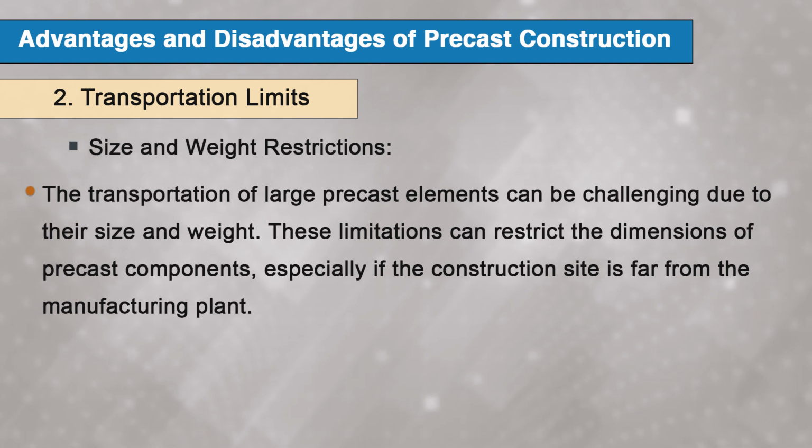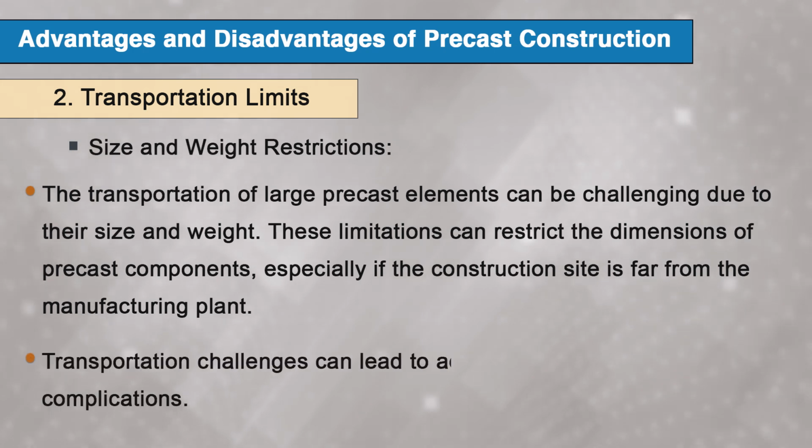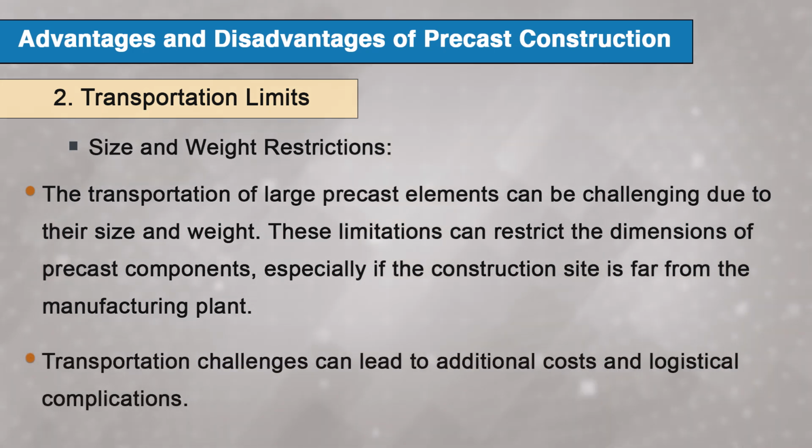The second disadvantage is the transportation limits due to size and weight restrictions. The transportation of large precast elements can be challenging due to their size and weight. These limitations can restrict the dimensions of precast components, especially when the construction site is far from the manufacturing plant. Transportation challenges can lead to additional costs and logistical complications. For example, oversized precast elements may require special permits, routes and even escort vehicles for transport, adding to the complexity and cost of the project.